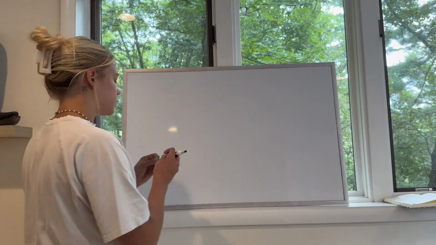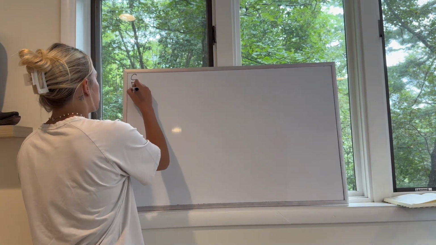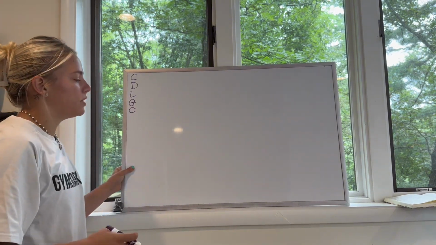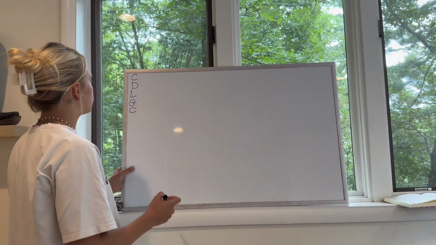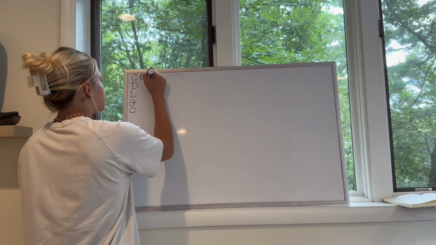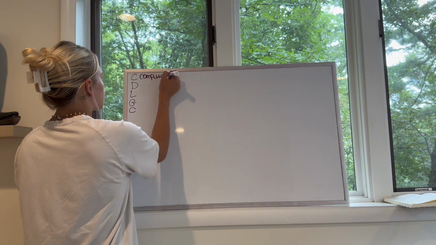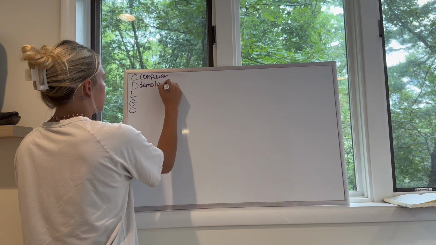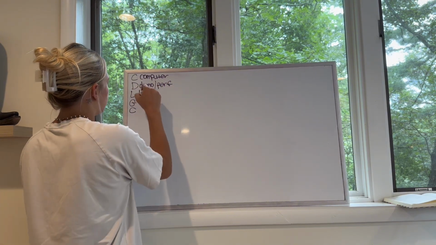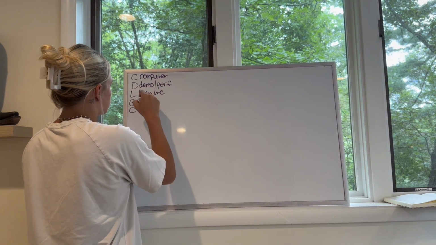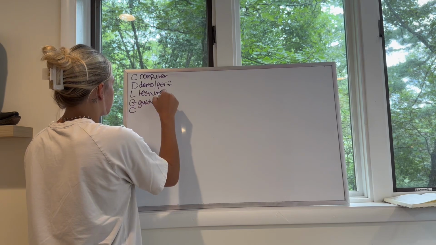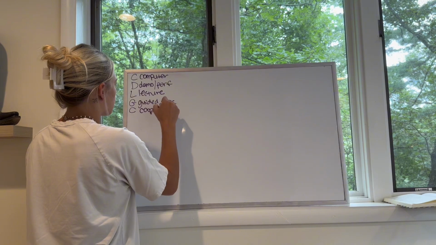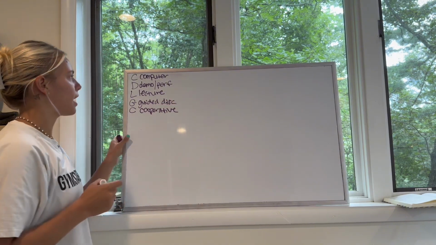The next one is another one I made up. So it's going to be CDLGC, and this is the ways to learn. So, all right, C is computer. D is demo/performance. L is lecture. G is guided discussion, and C is cooperative or group learning style.